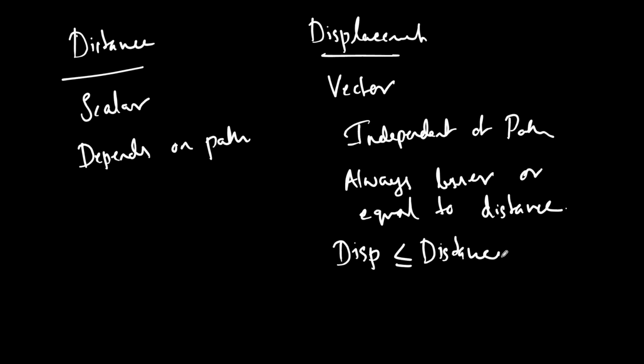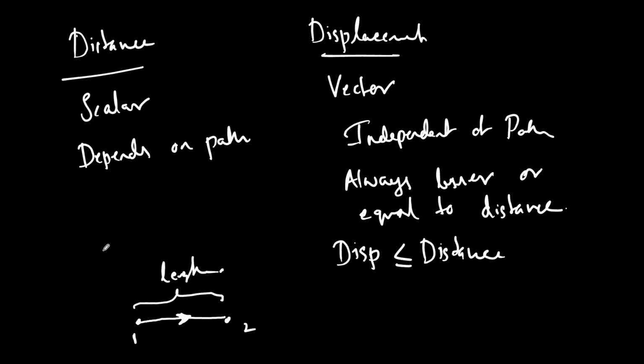Why is it so? Because displacement is always the shortest distance between the 2 points. And they will be equal when, suppose point 1 is here and point 2 is here, and it moved in a straight line like this. Here the distance traveled is this length. Displacement will have the same magnitude, but it has a direction from 1 to 2.